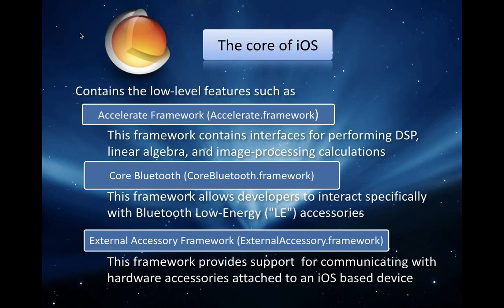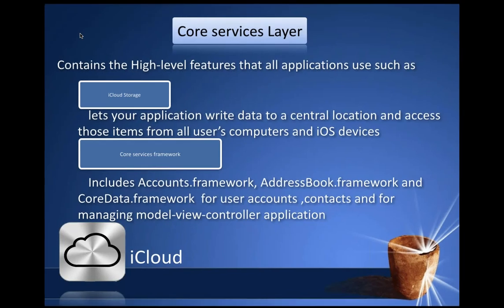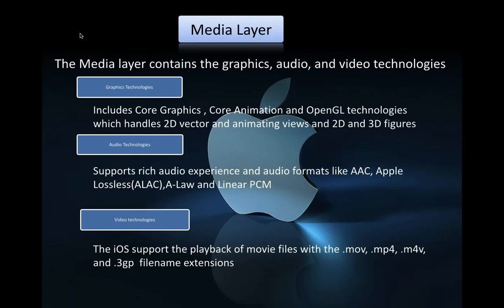Okay, let's see what the next layer contains. The Core Service layer contains many things like the Accounts framework, Address Book, Core Data, and a few other things. These are Core Service layers. There are many, but I'm just listing a few here. And the Media layer. By looking at this name, we can understand what exactly it contains and what kind of frameworks are available here, isn't it? A few things related to graphics, a few related to audio, a few related to video, and a few related to multimedia as well.